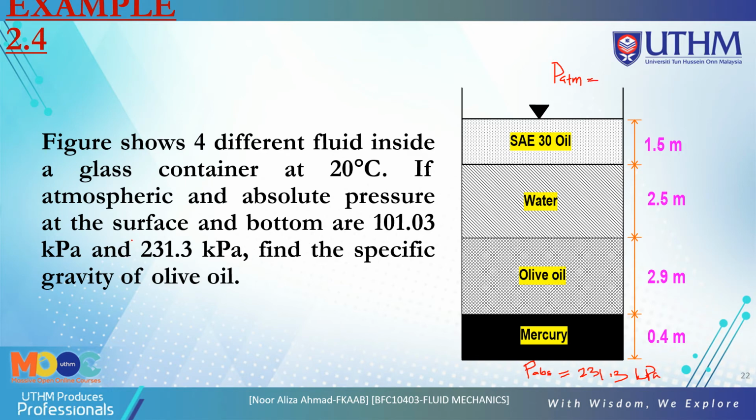So P atmosphere, the value here, they give you. Now you must, step by step, calculate the pressure at this SAE oil. Then you calculate the pressure at water, then the pressure at olive oil, and the pressure at mercury. You want to find the specific gravity, SG, so you want to get the SG of olive oil.